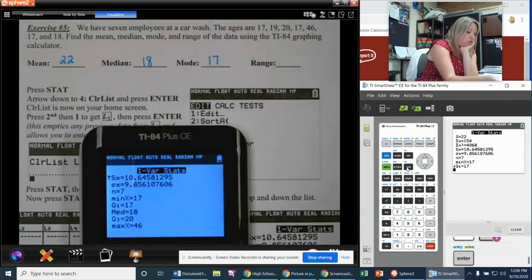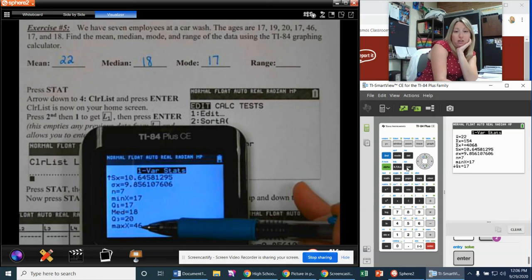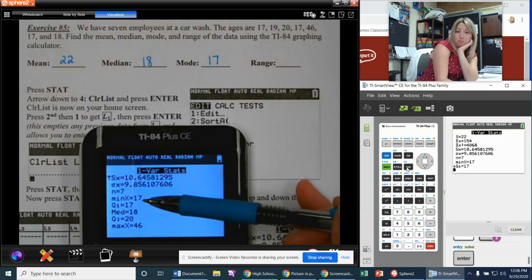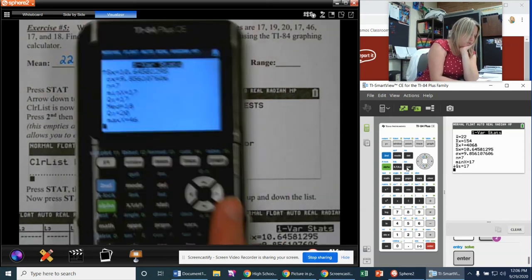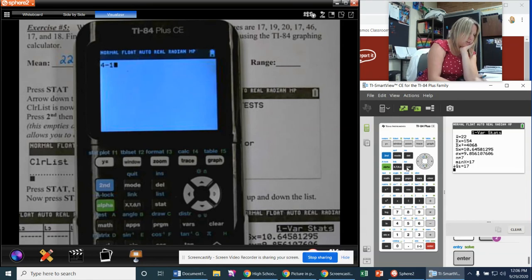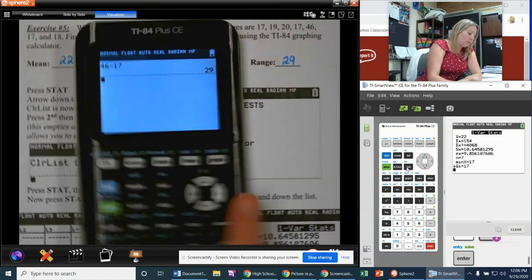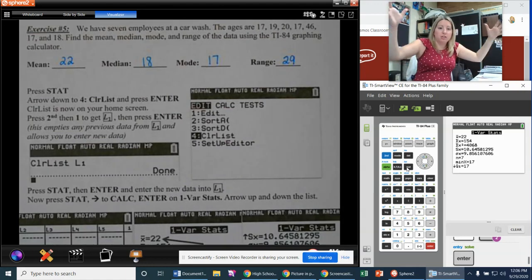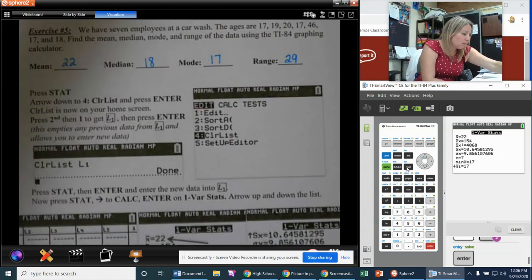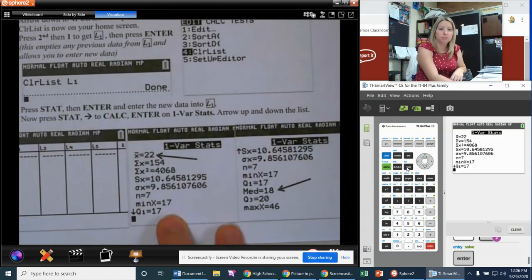The range is the max, 46, minus the min, 17. So all you'd have to do is 46 minus 17. But notice, as soon as I type something that's not an arrow, my data set's gone. Okay, so just so you have an idea, wait to do that one last, right? So 29 is the range of ages, right? 29-year span. And of course, all that's right there.